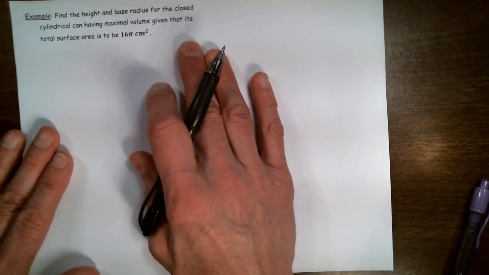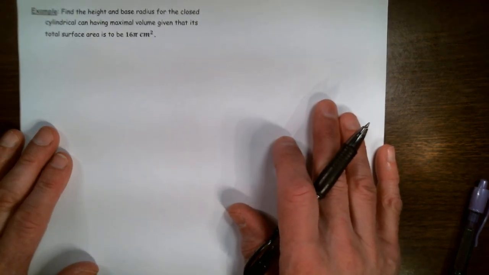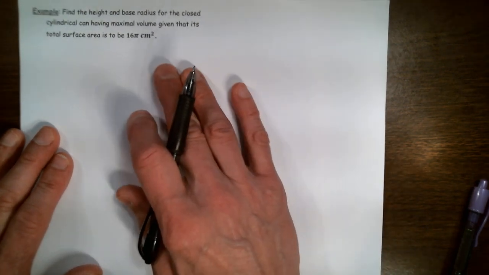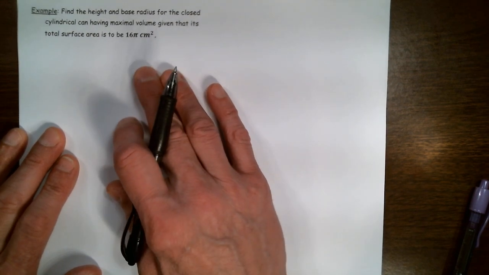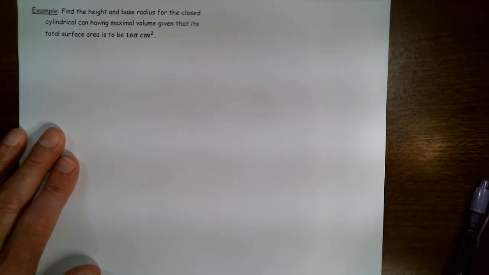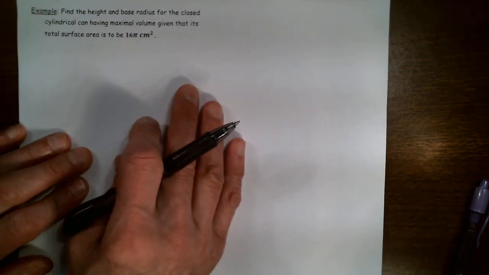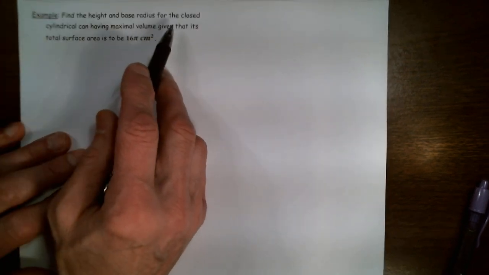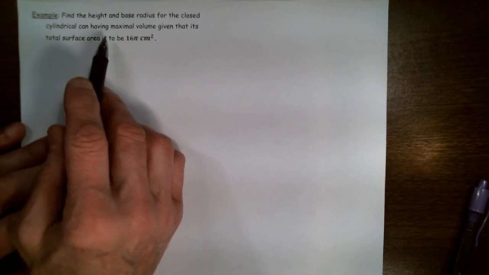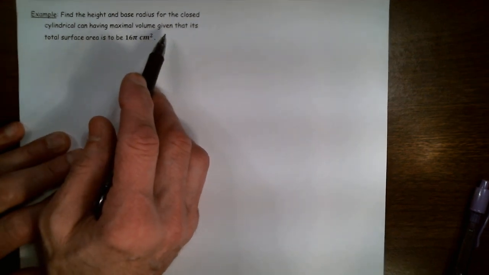Today we are ready to solve another applied optimization problem. This one is rather practical in nature as it involves optimizing a common everyday object, namely that of a cylindrical can. So here's the statement of our problem. We want to find the height and base radius for the closed cylindrical can having maximal volume given that its total surface area is to be 16 pi square centimeters.